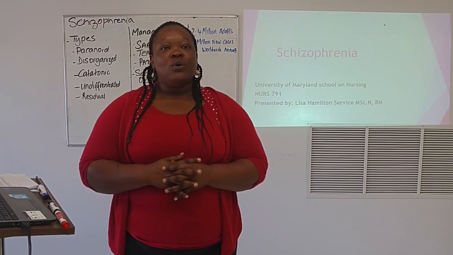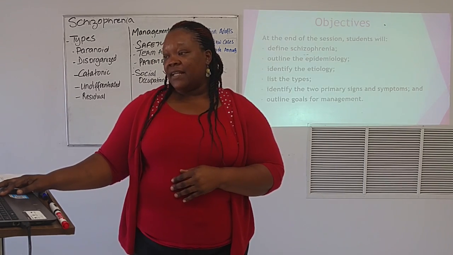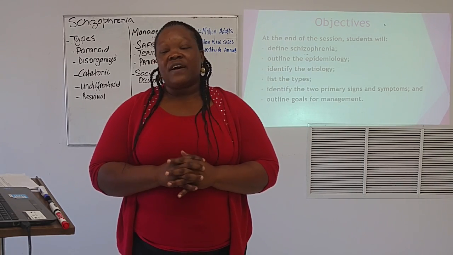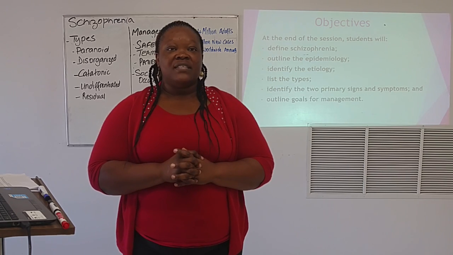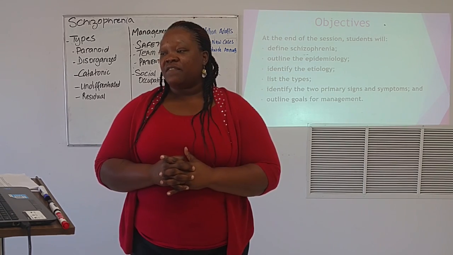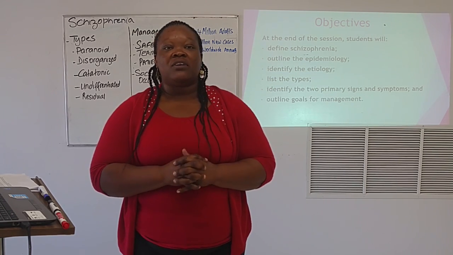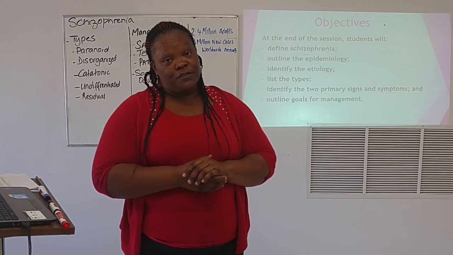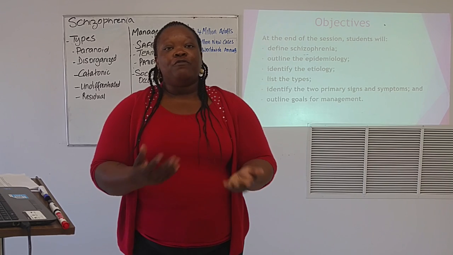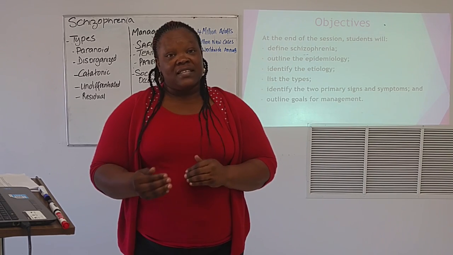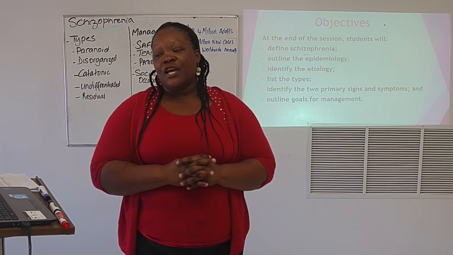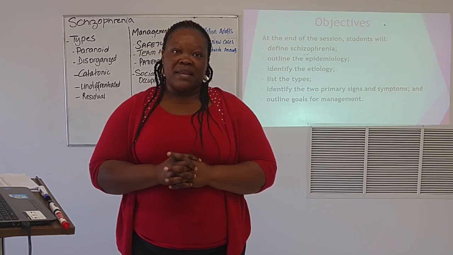So today, for our objectives, we'll be looking at defining schizophrenia and looking at the etiological factors that are associated with schizophrenia. We will outline the epidemiology of schizophrenia. We will identify the 5 types of schizophrenia that have been put forward by the Diagnostic and Statistical Manual of Mental Disorders. And finally, we will outline the goals of management.